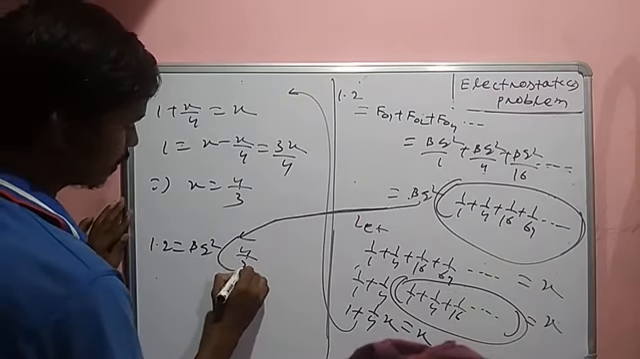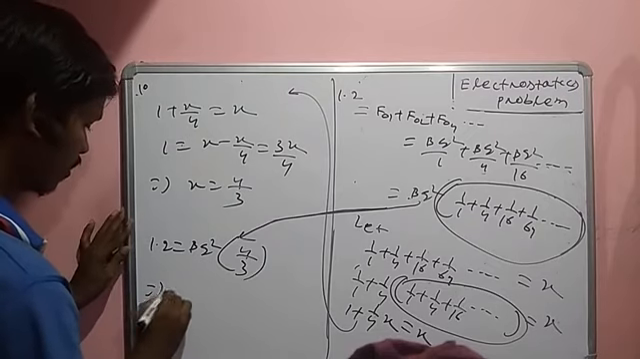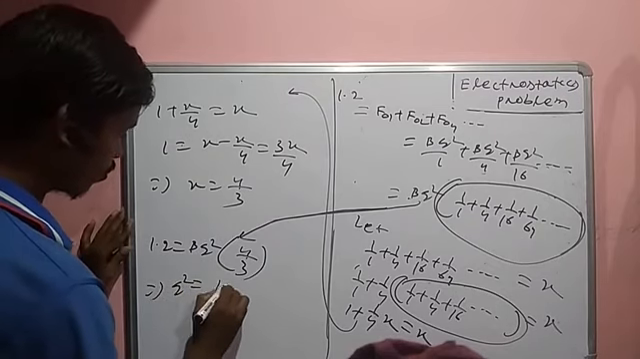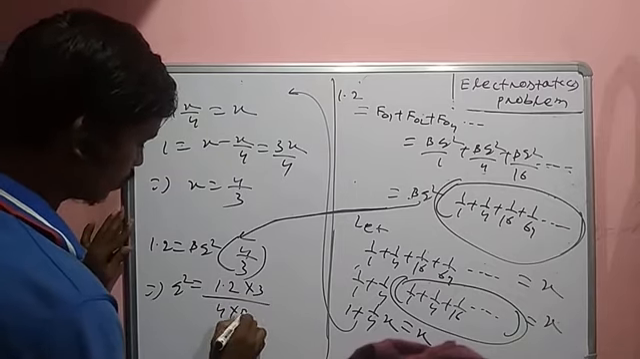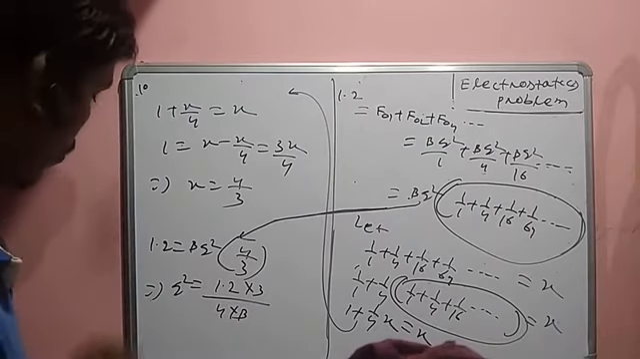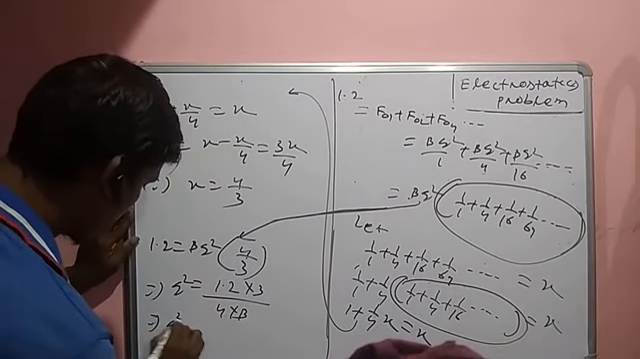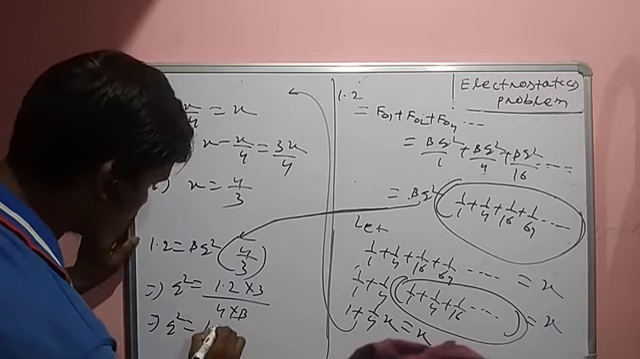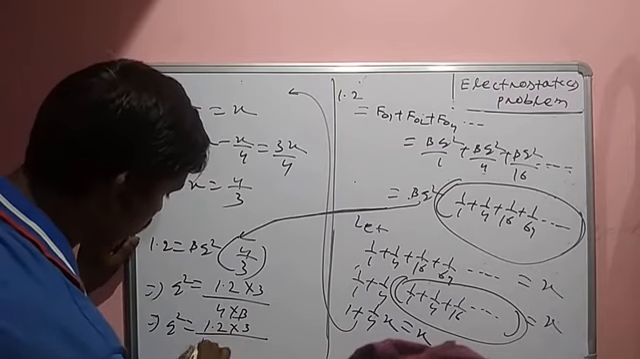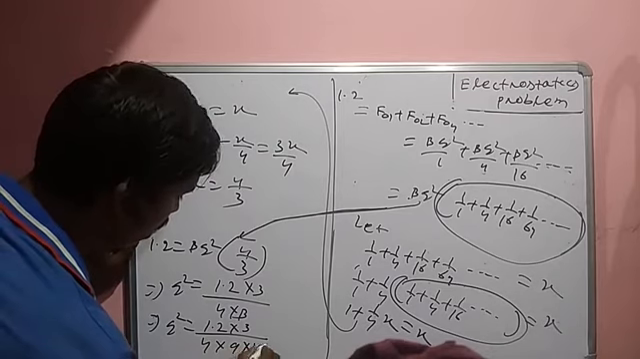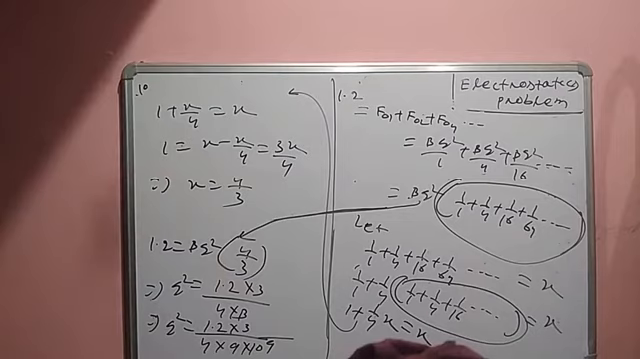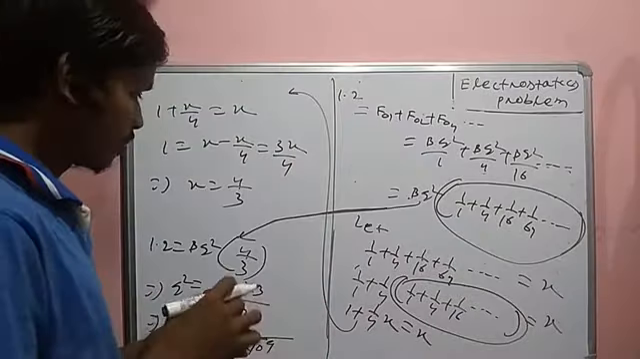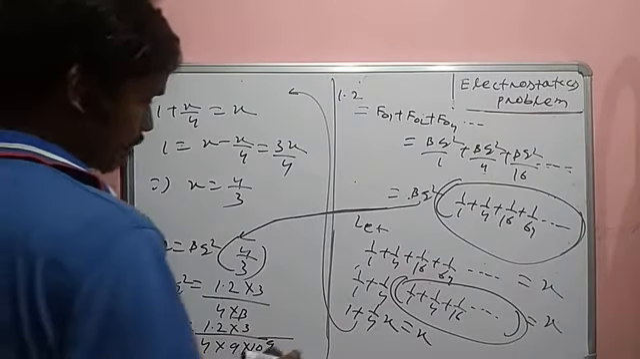The value is 4 by 3. So here Q square is equal to 1.2 into 3 by 4 into beta. So Q square is equal to 1.2 into 3 by 4 into 9 into 10 to the power 9. Can it be visible or not? So finally we can find out the result.